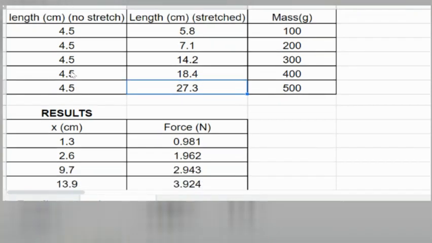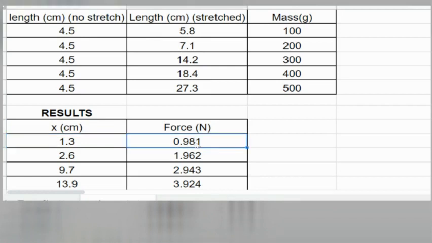Then what we're going to do is calculate our results. Results are in a different table. The top table are things that we observed, and the bottom one here are things that we calculated. I calculated the X value, that was just the length, and it was simply the 5.8 subtract the 4.5, 1.3 centimeters.